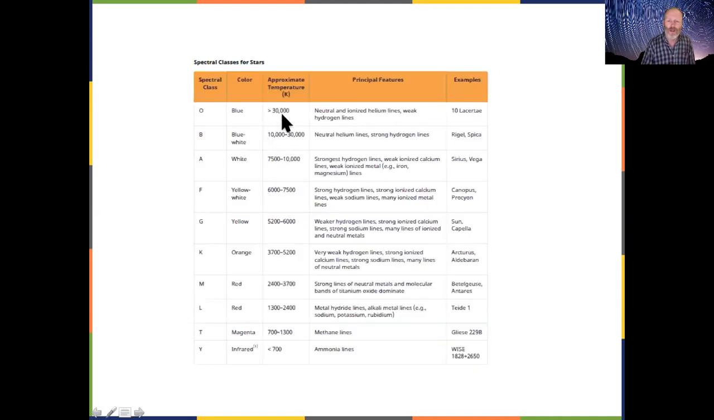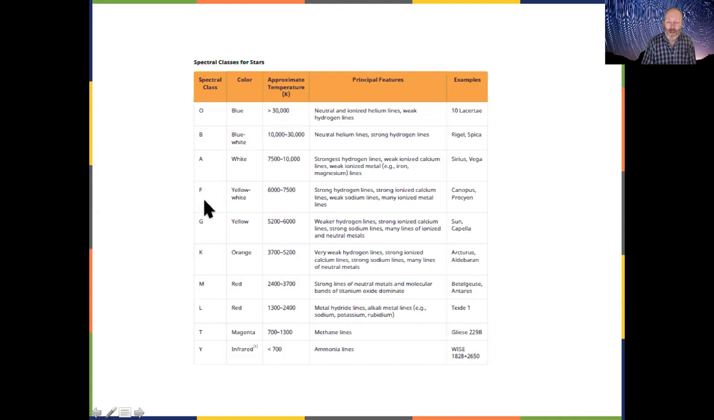O stars tend to be really hot. They tend to be blue in color. B stars are also hot, but they're diminishing a little bit. They tend to be bluish and white. A stars tend to be white hot. Sirius, our dog star, the brightest star in our sky, is one of those. Vega also is a bright star. Rigel is, again, the blue star that we can see at the bottom of the Orion constellation.